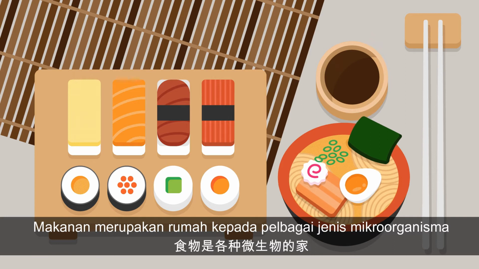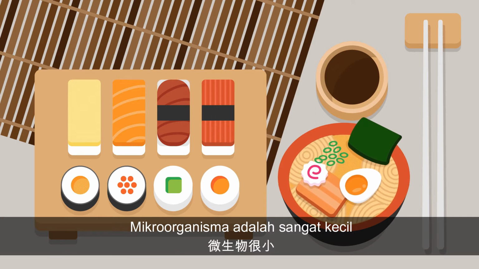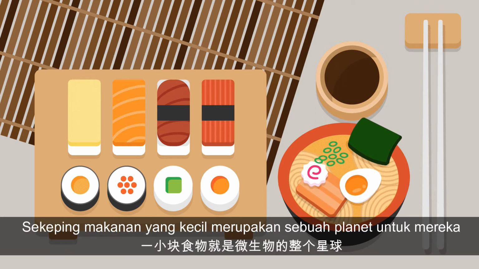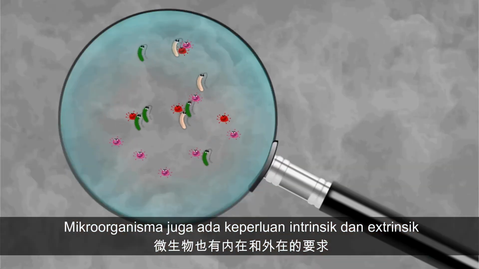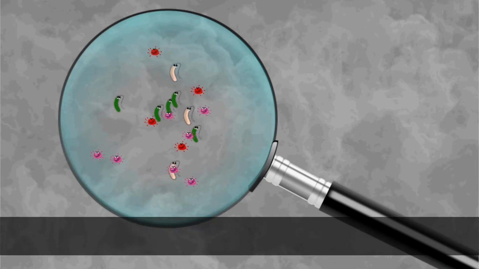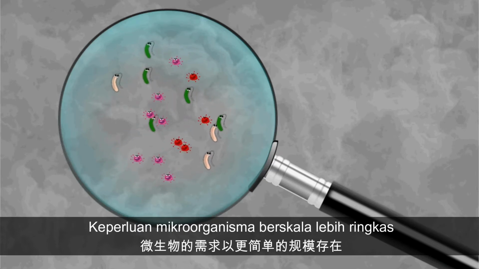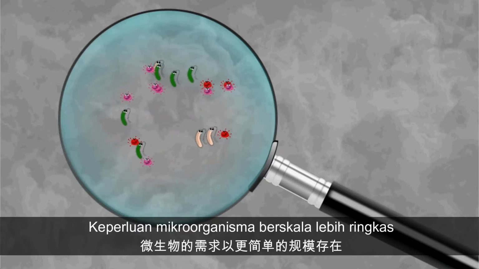When it comes to food bioprocess, foods are the home to various types of microorganisms. Microorganisms are very small, and thus, a small piece of food is an entire planet for the small microorganisms. As humans have intrinsic and extrinsic needs, so do microorganisms. The needs of microorganisms exist at a simpler scale, of course.